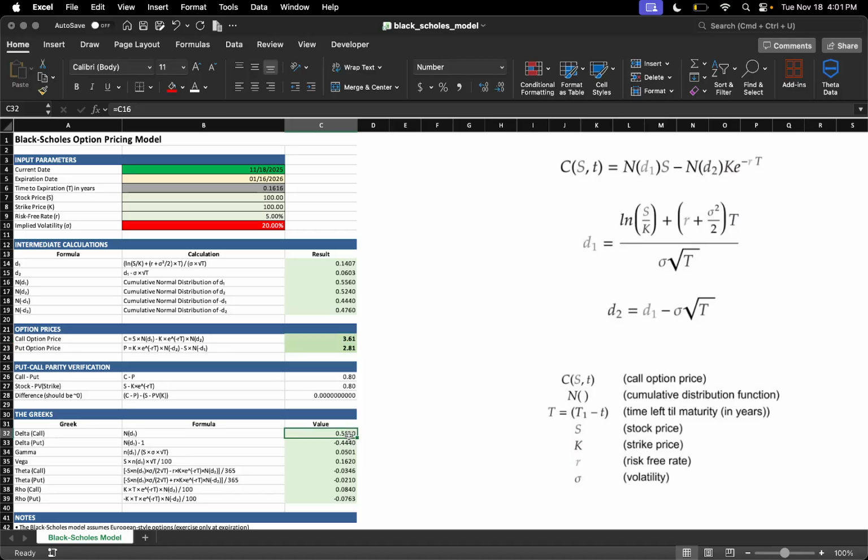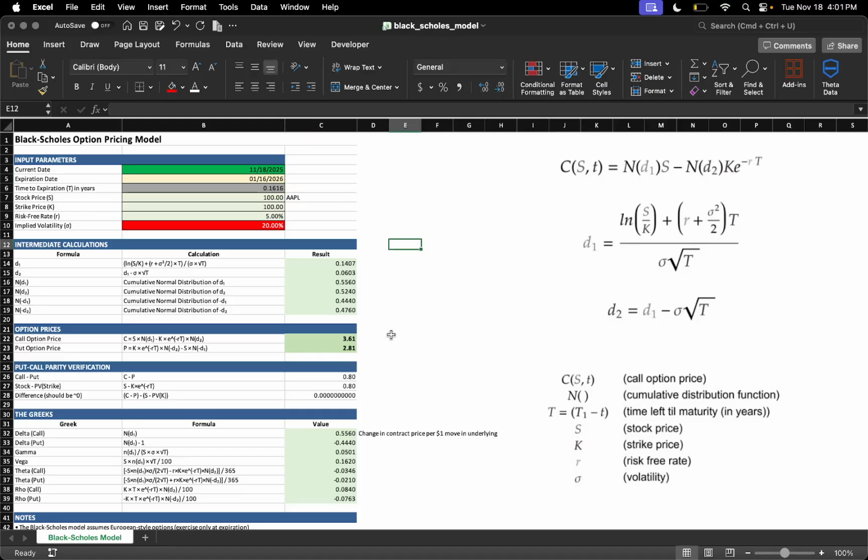And what this tells us is that the price of the contract up here will change by 55 cents for every $1 move in the underlying. Okay, so change in contract price for $1 move in underlying. And underlying is just what you're trading against. So Apple, right? That's here.